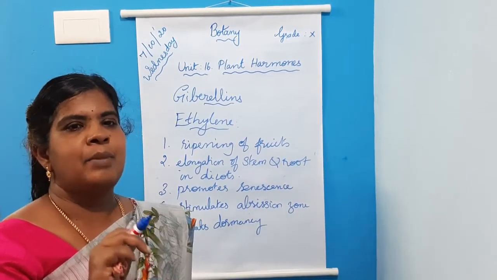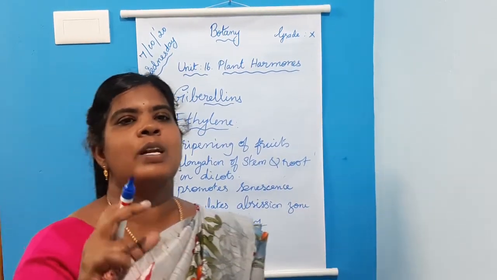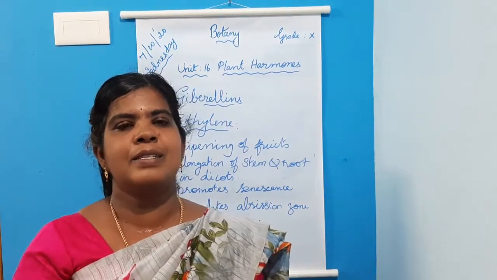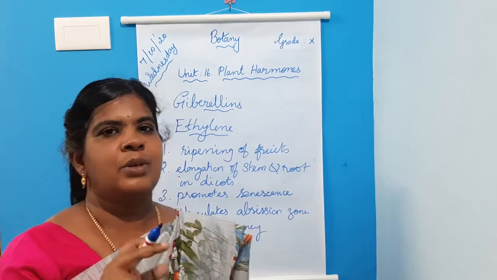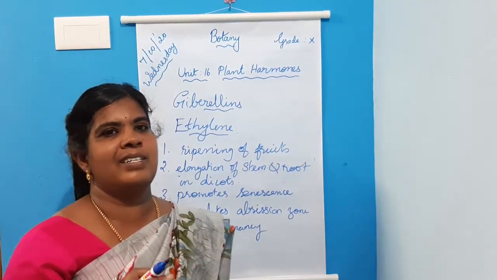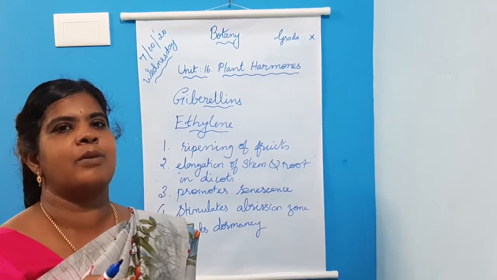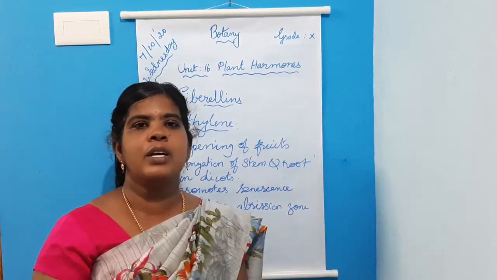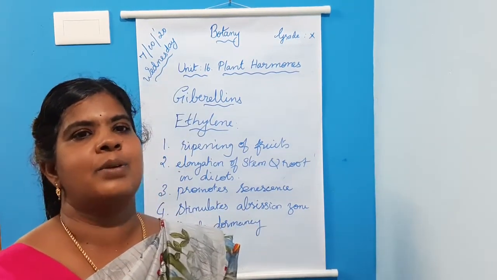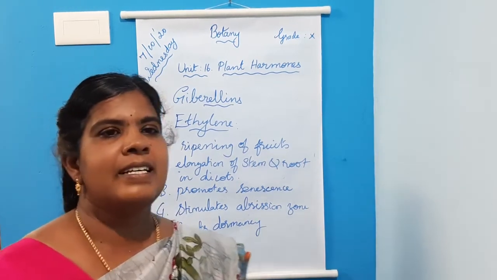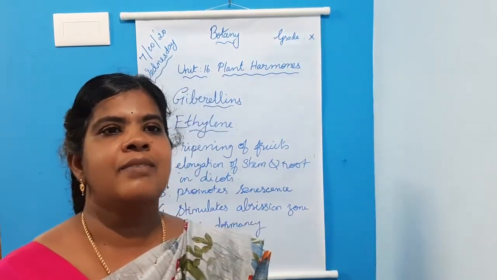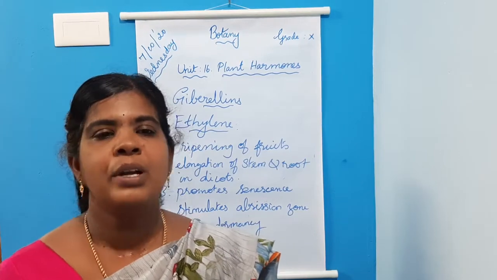Abscisic acid, because it increases the tolerance. Because of this abscisic acid, plants can withstand dry climatic conditions or any stress condition. So it is also called the stress hormone, and it is found in the chloroplast of plants. You know the physiological effects of abscisic acid. Then ethylene, which is a gaseous hormone.